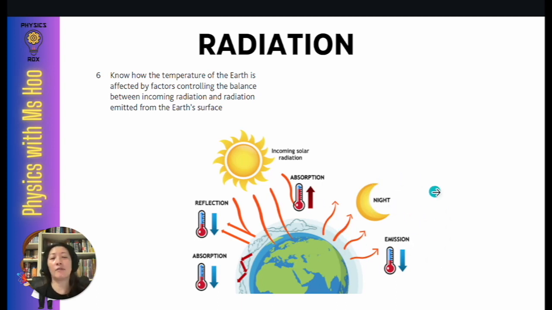However, at night, there's no thermal radiation being received from the sun. So any of the thermal radiation that was being absorbed by the Earth is now constantly being emitted without any absorption. So that's why at night, the Earth is losing temperature, so it gets a lot cooler.